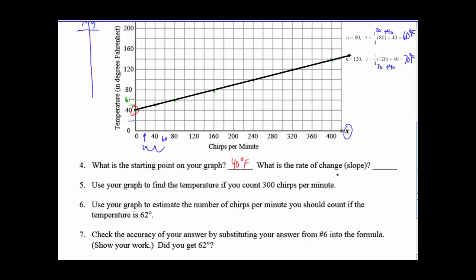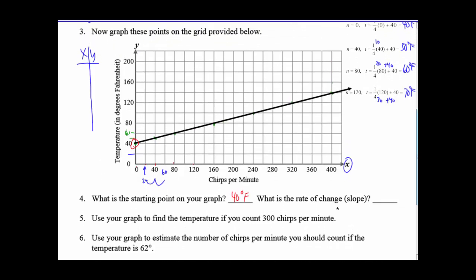Okay. What we mean by that is, as the chirps per minute go on, how is the temperature in degrees Fahrenheit changing? So notice on the graph, there's two ways you can do it. Each box we're going by 20. So as we go by 20, or we can look at this as it goes from 0 to 40, 40 to 80, 80 to 120.